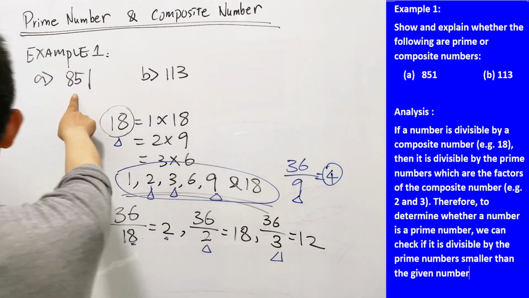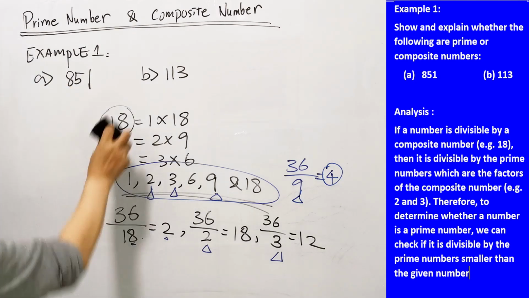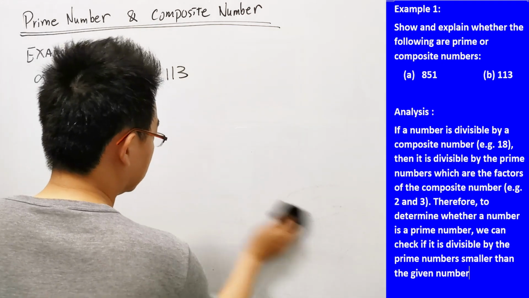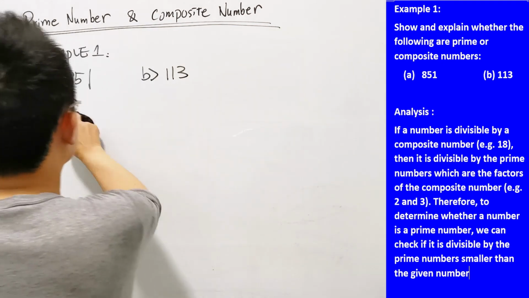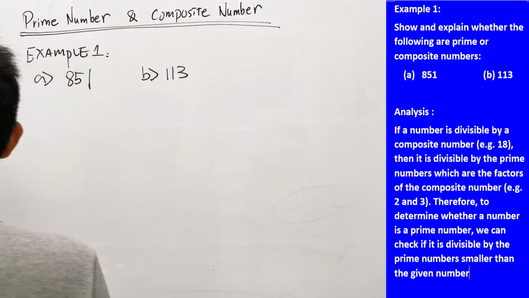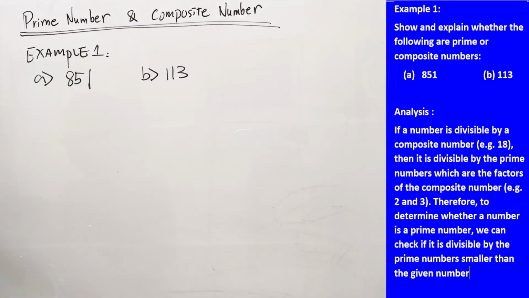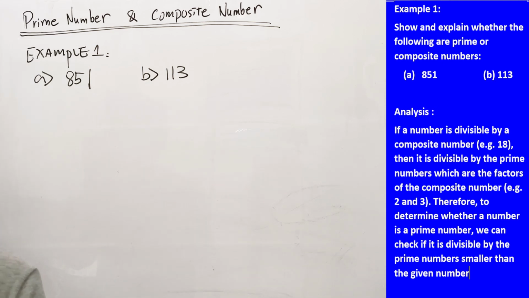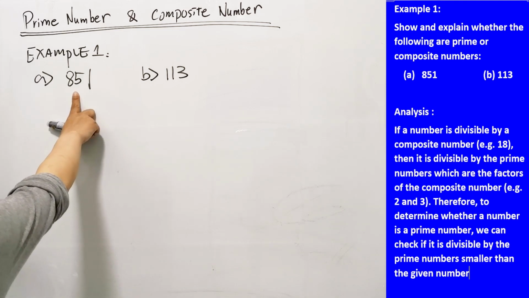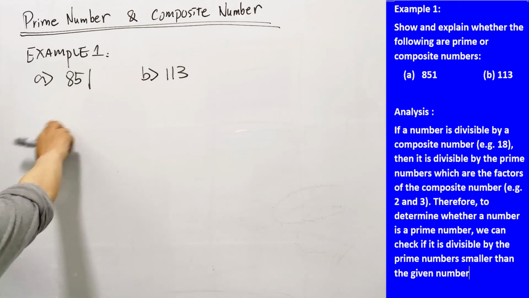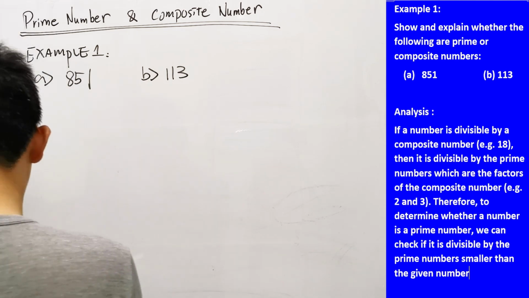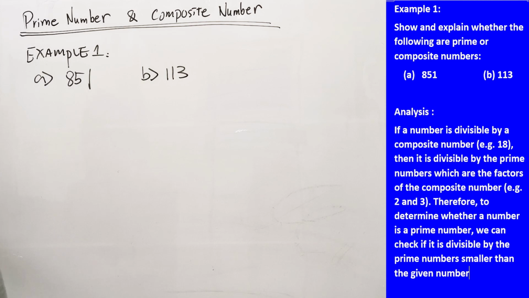Okay, let's look at this example. So in this case, let's start to divide it. Let's go through the divisions of 451 by the prime numbers, I mean all the prime numbers smaller than this given number. Okay, so let's go to the exercise.